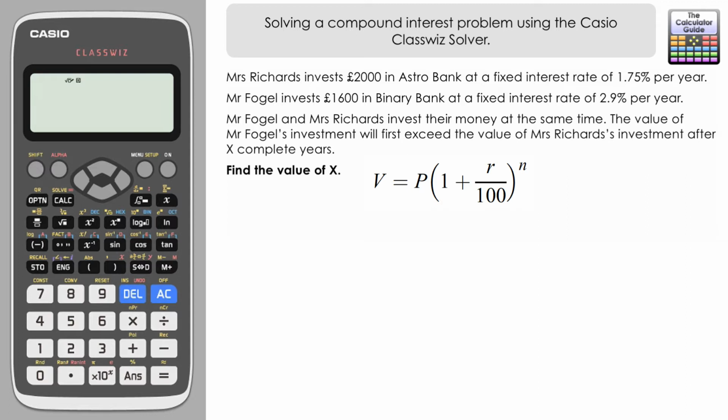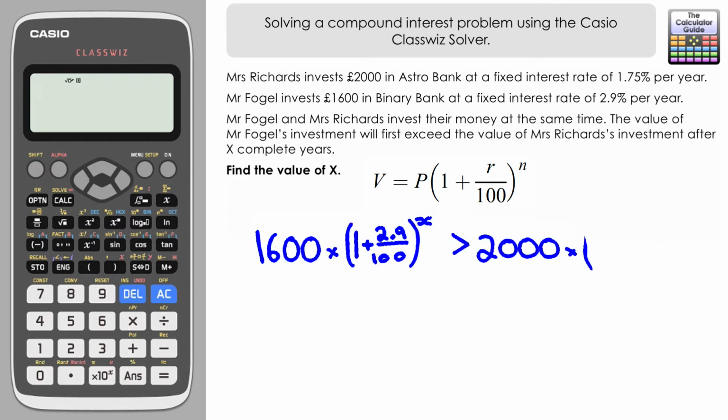Now I'm just going to write out a statement, including the information that we've got from the question, which we want to be true. So on the left hand side, we've got Mr. Fogel's investment. We've got 1,600 being the principal amount, multiplied by, in brackets, 1 plus his interest rate on the top, 2.9% over 100. And then we're raising that to the power of, well, I've made n the x because we're going to be using the calculator to help us solve this. X we don't know yet. We're wanting to try and find that.